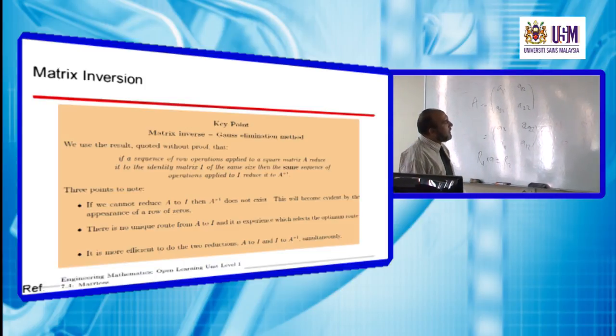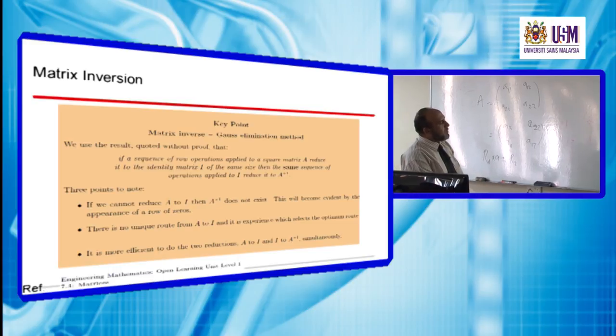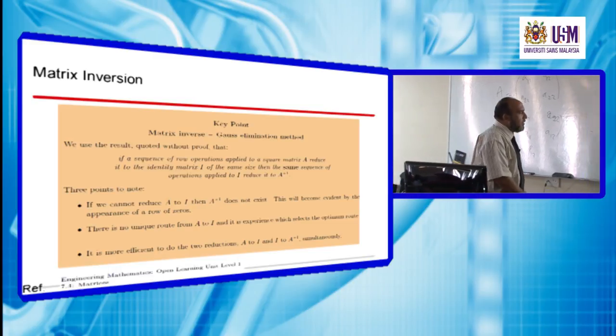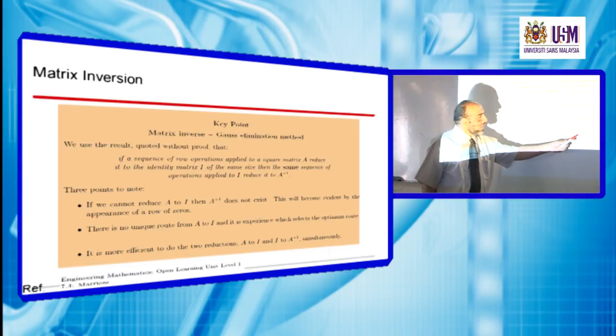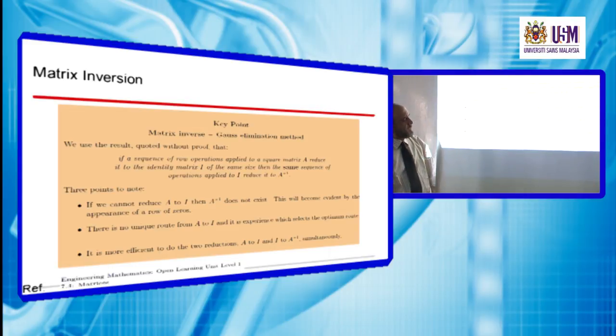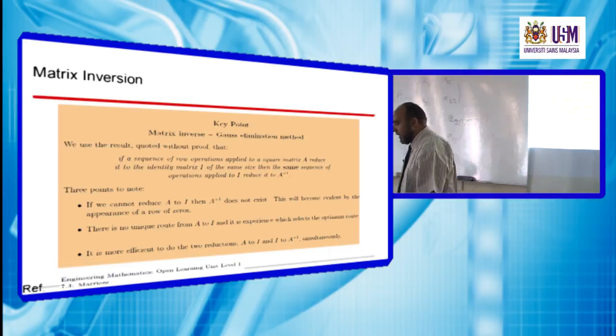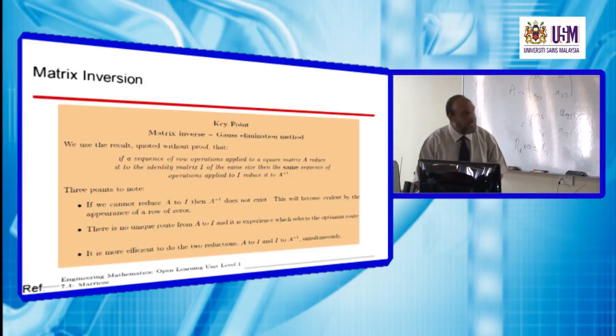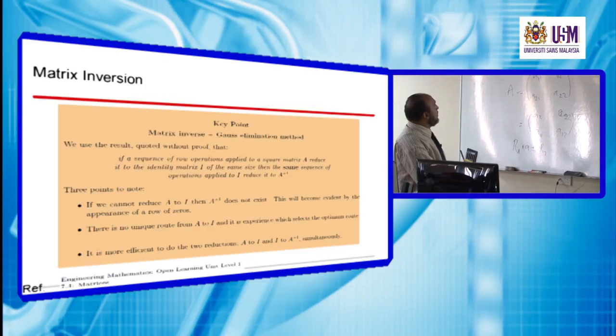The third one, it's more efficient to do the reduction from A to the identity matrix and from the identity matrix to the inverse matrix simultaneously. And that's what we are going to see now in the example.